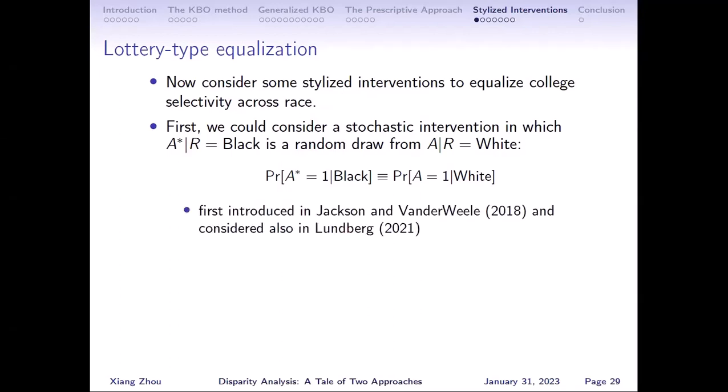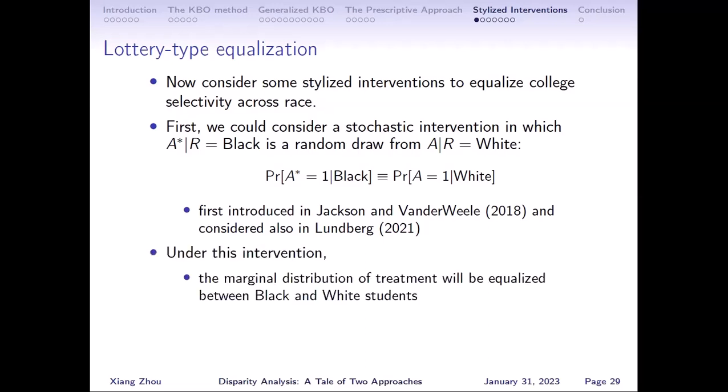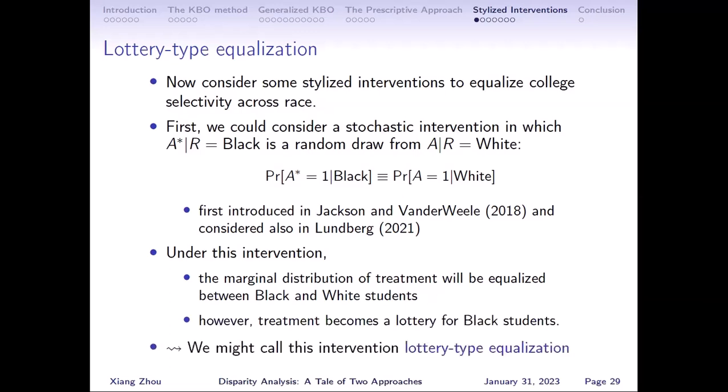This stochastic intervention was first introduced in Jackson and VanderWeele, also considered in Lundberg. Under this intervention, we can see the marginal distribution of treatment will be equalized between black and white students, but treatment actually becomes a lottery for black students, right? So this is why we might want to call this intervention a lottery type intervention, lottery type equalization.